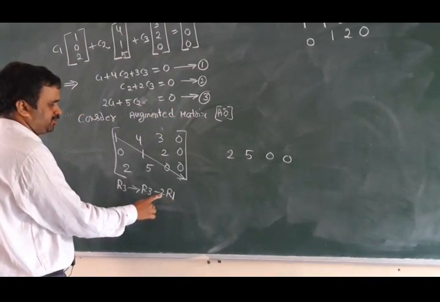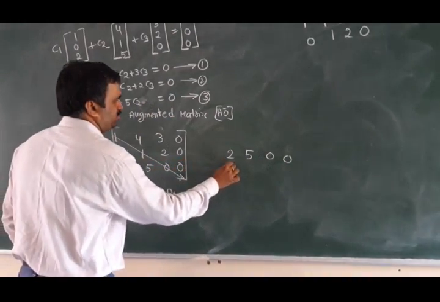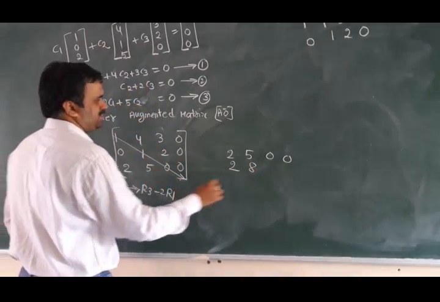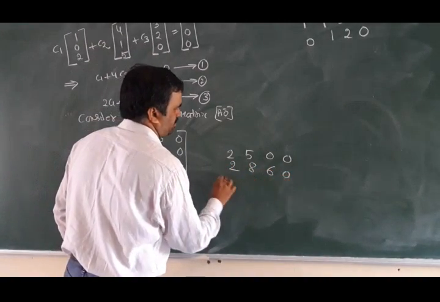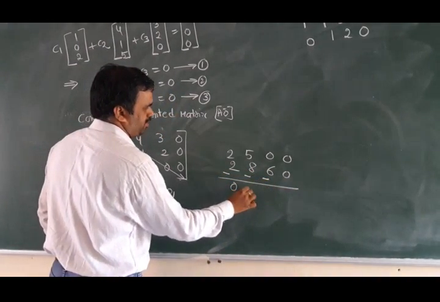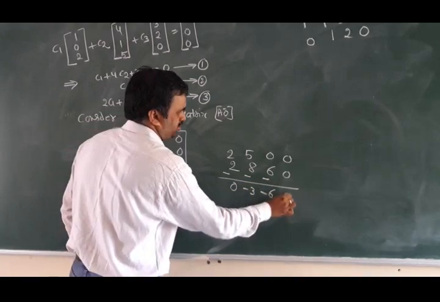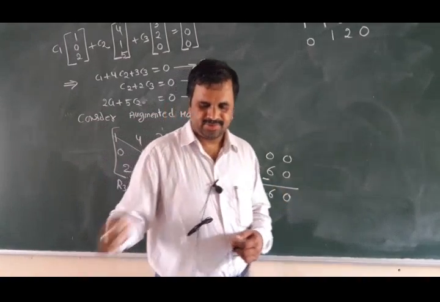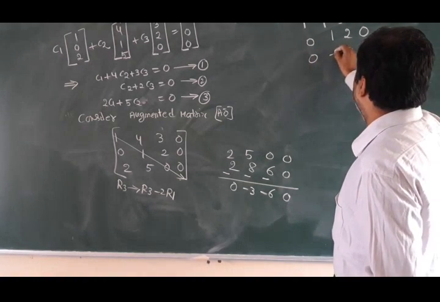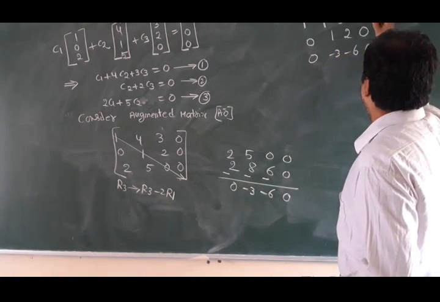First row I have to multiply by 2. 2 times 1 is 2, 2 times 4 is 8, 2 times 3 is 6, and 0. Then we have to subtract: 0, minus 3, minus 6, 0. Write these values: 0, minus 3, minus 6, 0.